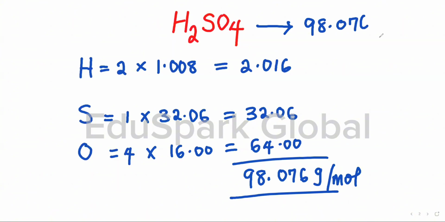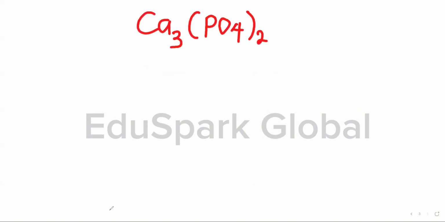98.076 grams per mole. Now note, the unit of molar mass is grams per mole. Very important. When you solve without the units, that is not complete. The next example I have is Ca3(PO4)2.